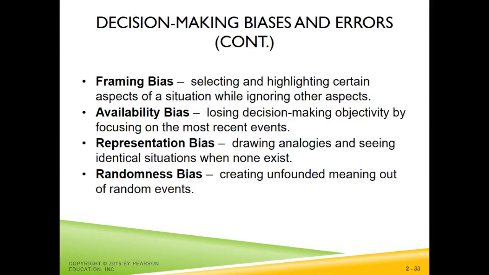Now, the randomness bias describes the actions of decision makers who try to create meaning out of random events. They do this because most decision makers have difficulty dealing with chance, even though random events happen to everyone, and there's nothing that can be done to predict them.